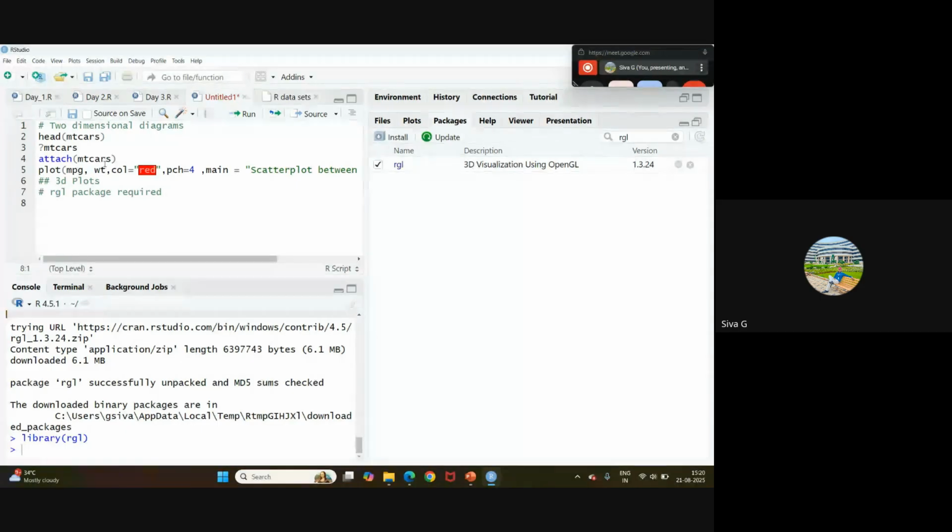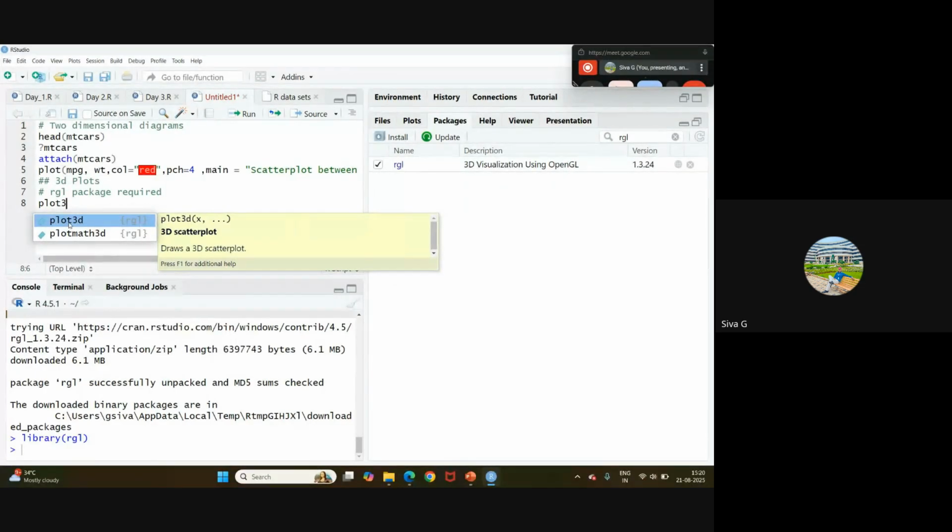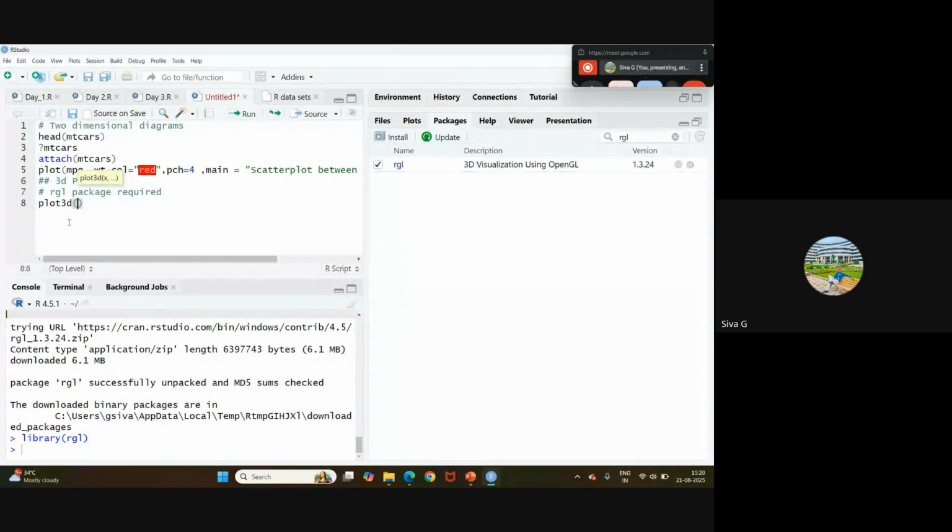So here we use a plot, right? Same command, plot3d. See, you got this plot3d. Earlier we were using plot, now plot3d. Now we have to give three variables. What are the three variables we'll give? One is MPG, the other one is weight, and we'll give one more variable, let us say horsepower, HP. Three variables, because I want to see the data pattern in a three-dimensional diagram.